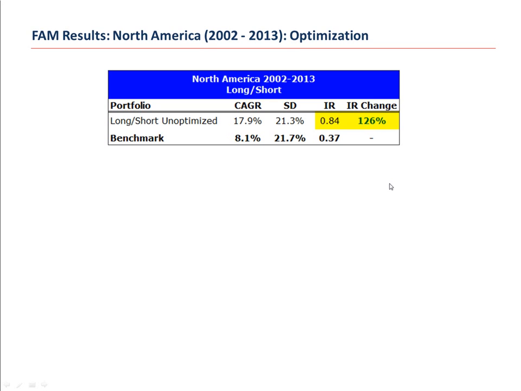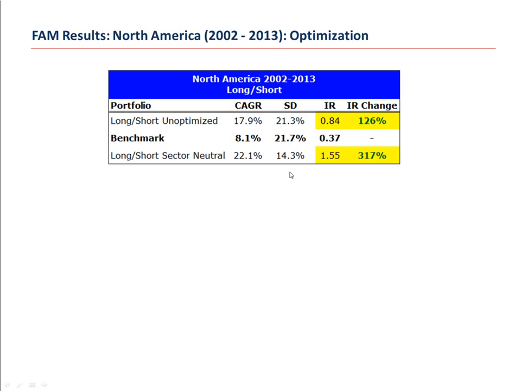But that's still unoptimized. That still may have a tilt toward industry. Let's see if we simply took out industry bias in a long-short portfolio. And what do you know? The compounded annual growth rate is even greater than FAM on itself. The standard deviation is significantly lower. We're now looking at an information ratio of 1.55, where the benchmark had 0.37, or an information ratio change of 317% simply by going long the best FAM companies and short the worst FAM companies, but remaining sector neutral.